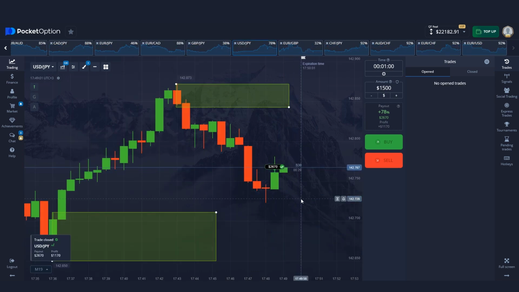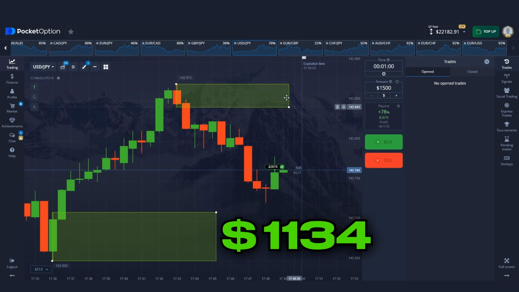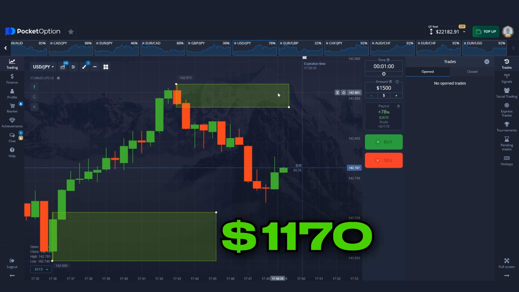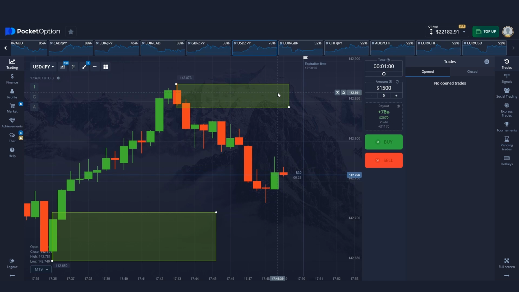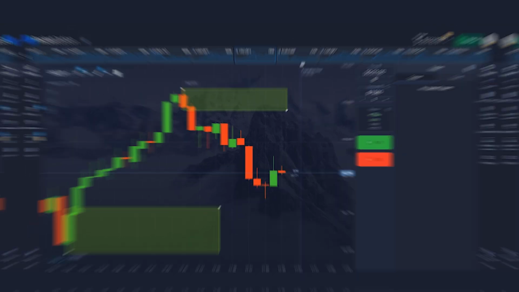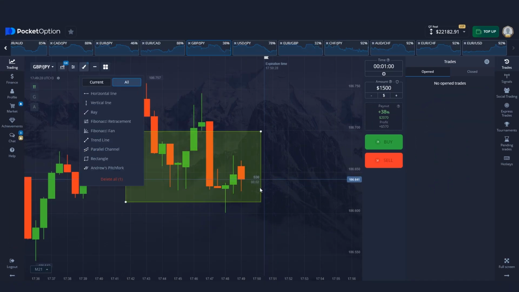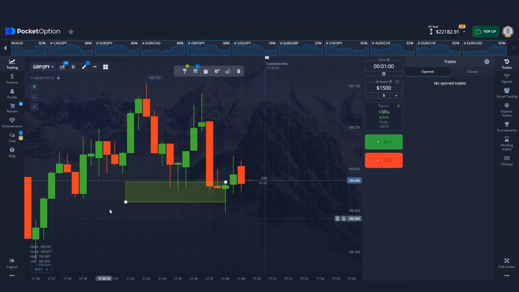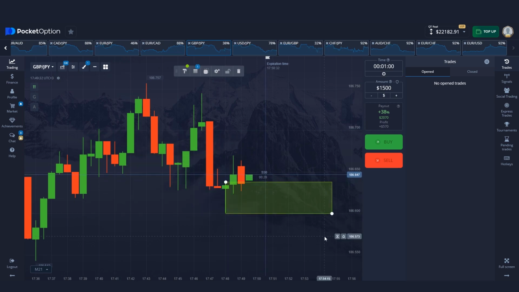A good trade brings me a good profit. Yes, the price has not reached the order block yet. So now I will show the second situation. Exactly how to work inside the order block. British pound, Japanese yen. I'm marking an order block that's located below. I stretch it to the right.